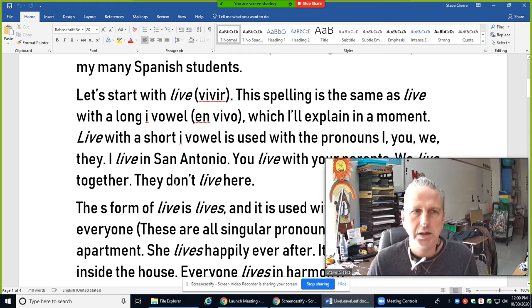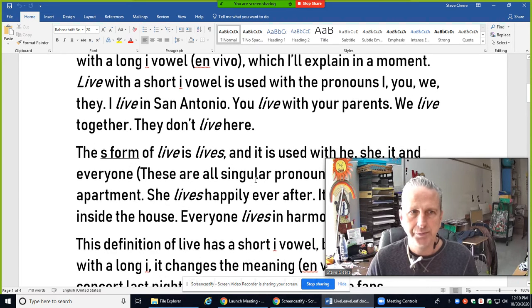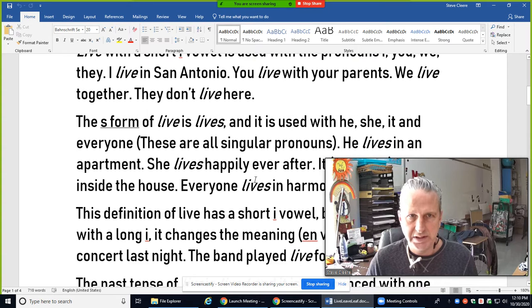Short I vowel. Live is used with the pronouns I, you, we, they. I live, you live, we live. I live in San Antonio. You live with your parents. We live together. They don't live here. Live. The S form of live is lives, and that's confusing with another word we'll discuss in a second.